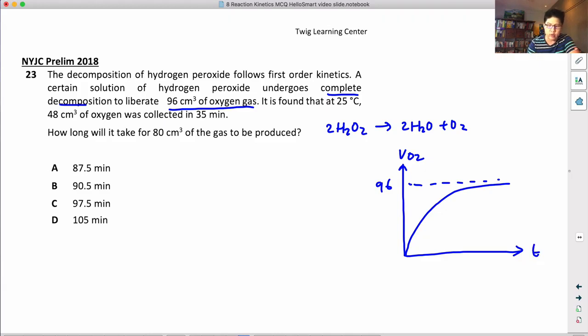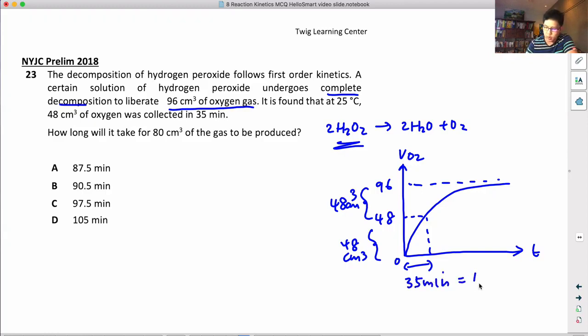So they say it was found that 48 cm³ of oxygen was collected in 35 minutes. So you notice 48 cm³ is the halfway mark, right? From 0 to 48, and from 48 to here, another 48 cm³ will be evolved. So 48 is a halfway mark. It also means that half of the H2O2 has already reacted. So if you have that in mind, you realize that 35 minutes is actually your half-life.